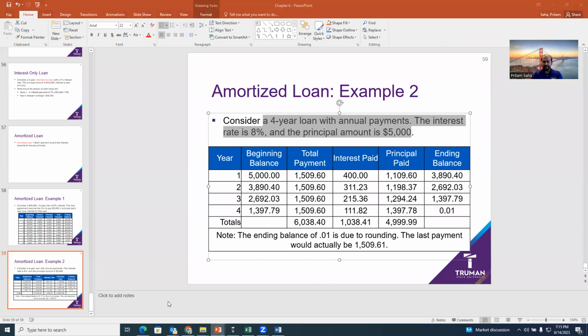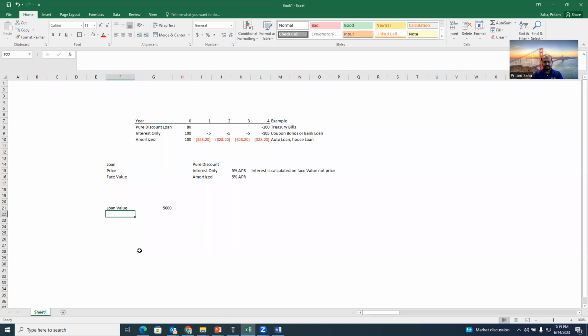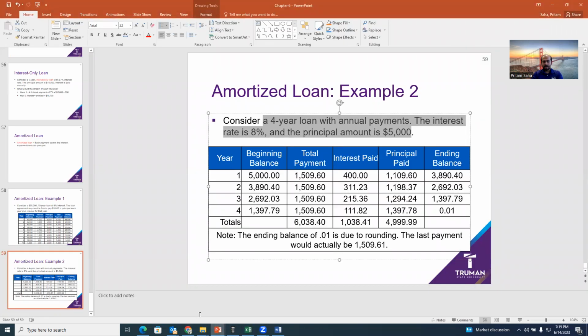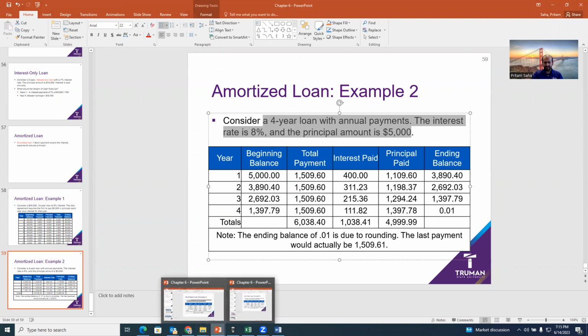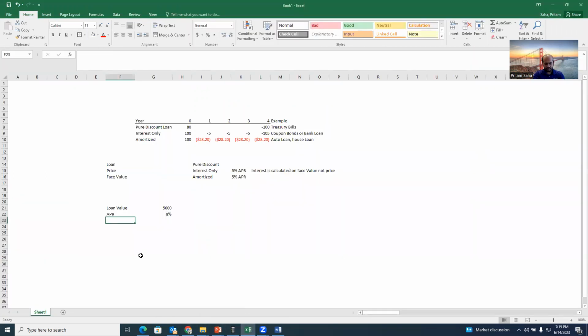Nothing said this is the APR, okay? Nothing mentioned this is the APR. So 8%. 4-year loan. And nothing said we're assuming annual payments, okay? So don't need to bother about monthly payments or anything. So 4 years.